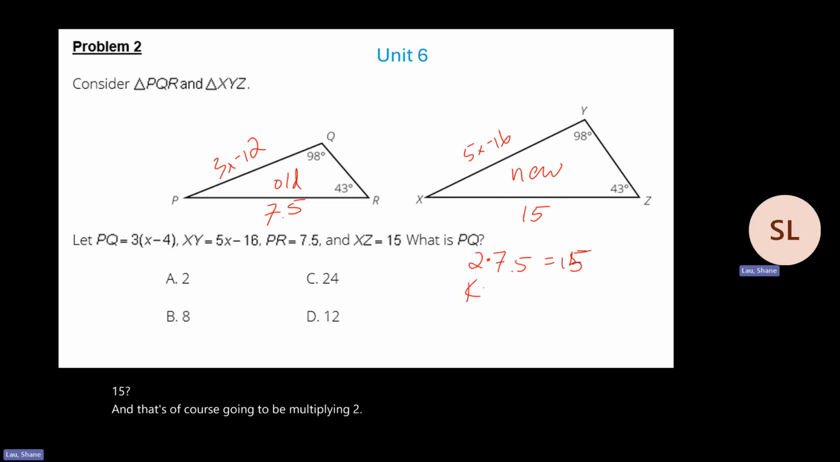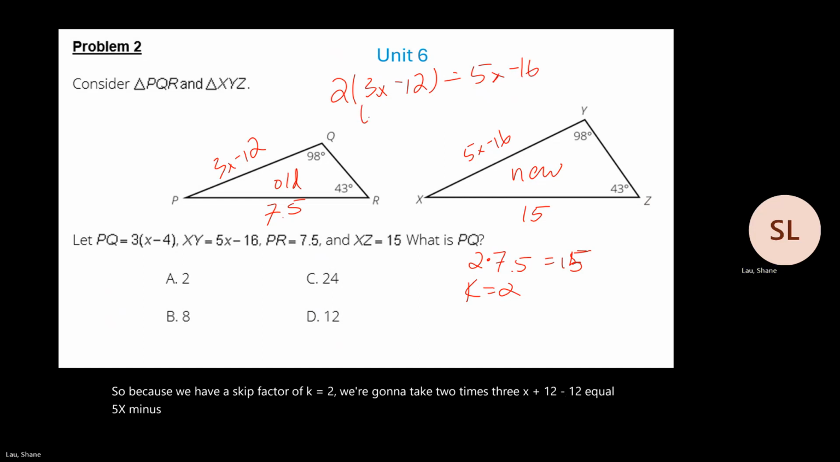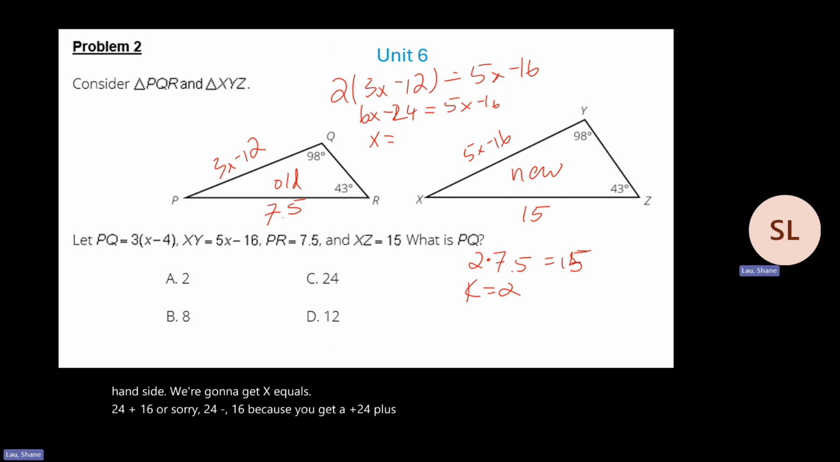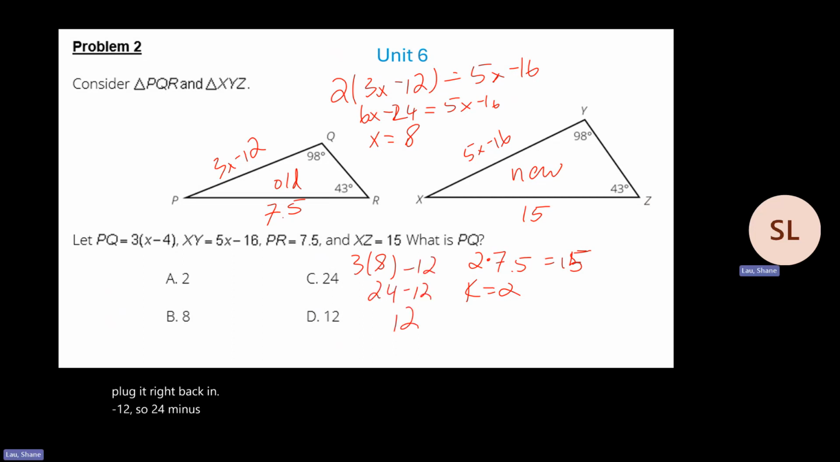So because we have a scale factor of k equals 2, we're going to take 2 times 3x minus 12 equals 5x minus 16. We get 6x minus 24. Make sure you distribute, equals 5x minus 16. We'll put all the x's on the left-hand side and all the non-x's on the right-hand side. We're going to get x equals 24 minus 16, because we get a positive 24 plus negative 16. We're going to get 8. X equals 8. Therefore, we plug it right back in. 3 times 8 is 24, so 24 minus 12. We get 12 as an answer choice. D is our correct answer.